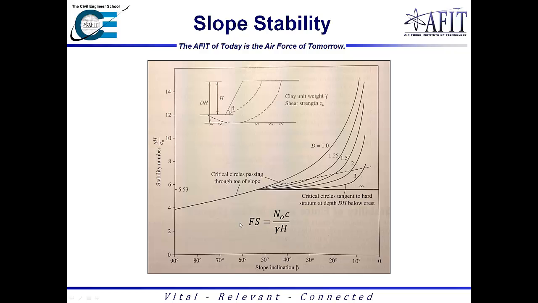With the stability number, we're going to go in there with dh and h and figure out the value of d, knowing what h is. If d goes to infinity, this becomes the impervious or impermeable layer down here, or the bedrock or so.